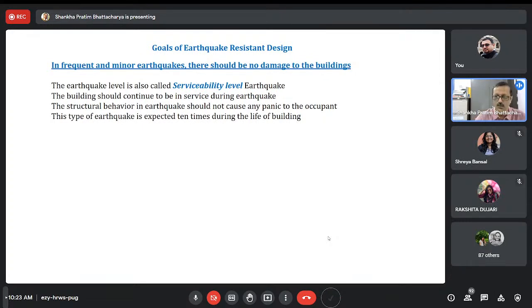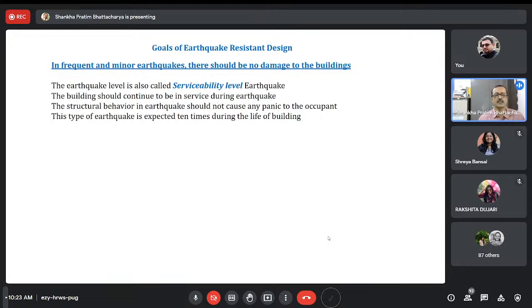But we are thinking of the resistant building. What is the resistant building? So, clear cut, there are 3 primary types of banner we have put in our goal. The first one is the infrequent minor earthquake.